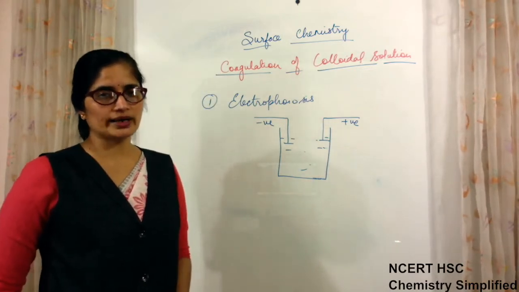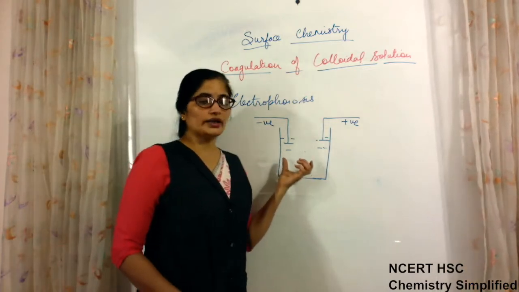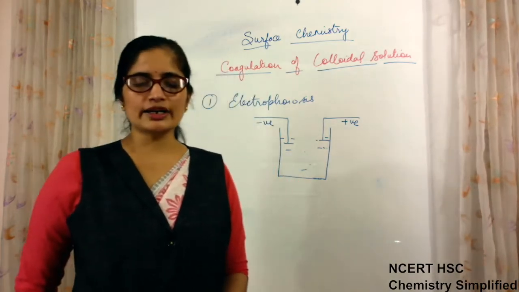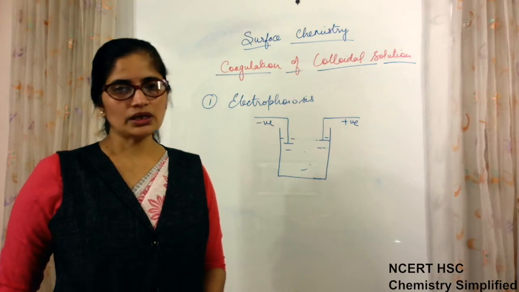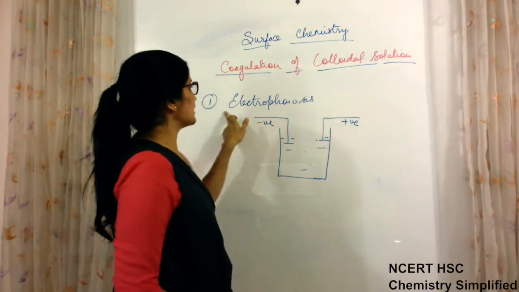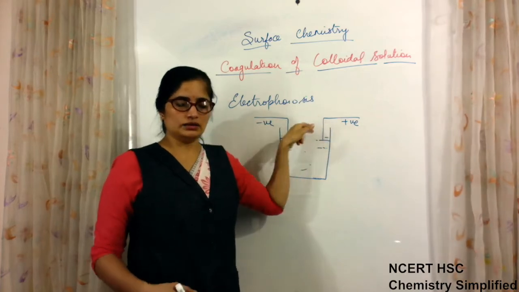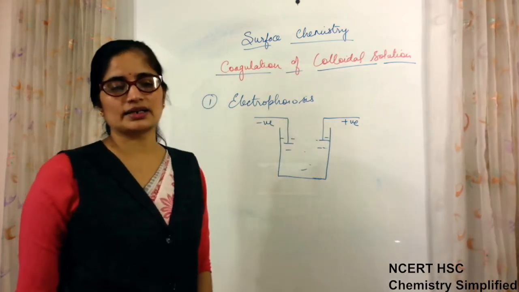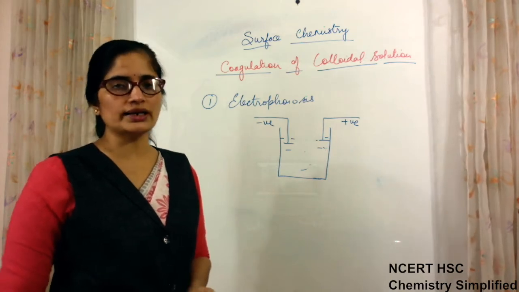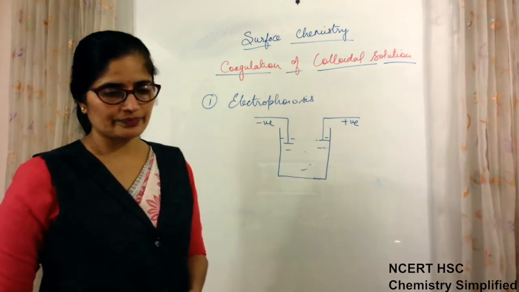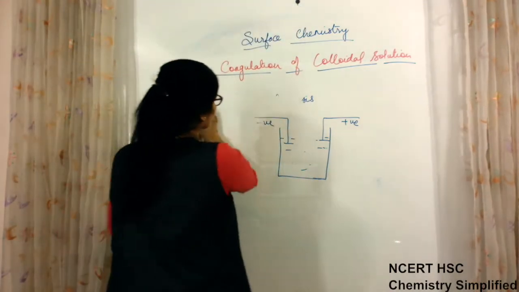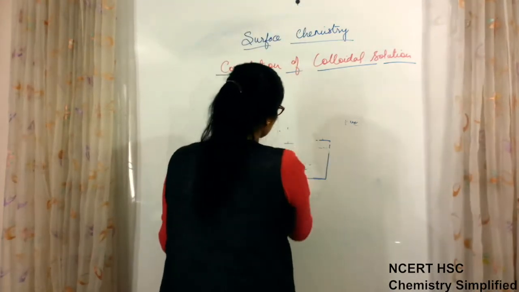Don't connect them together. Now what is electrodialysis? It can also be called electroosmosis. If colloidal particles are moving towards the poles, it is electrophoresis. When ions which are present in it are moving to the opposite poles, it is known as electrodialysis or electroosmosis. Clear? So one method is this. Then the second method is boiling.